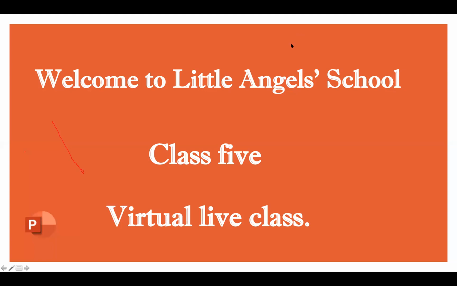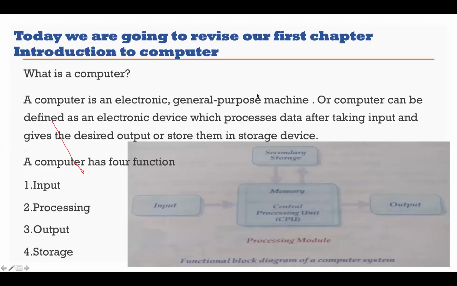Okay, so the first step today, we are going to revise our first chapter, Introduction to Computer. What is a computer? A computer is an electronic general purpose machine, or a computer can be defined as an electronic device which processes data after taking input and gives the desired output or stores them in a storage device. A computer has four functions: input, processing, output, and storage.